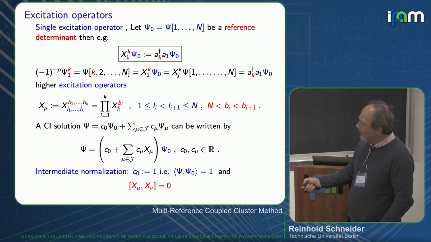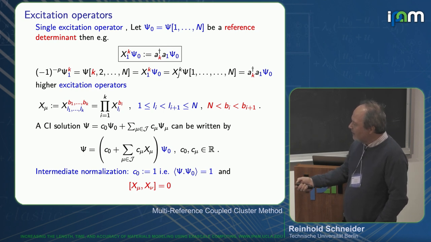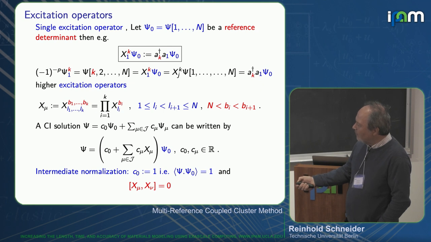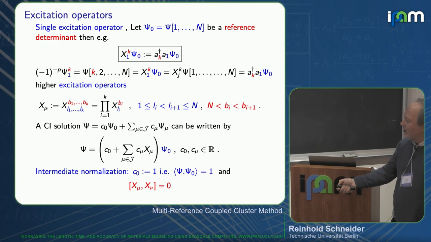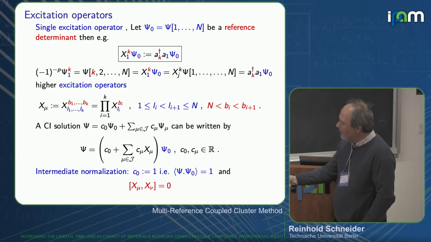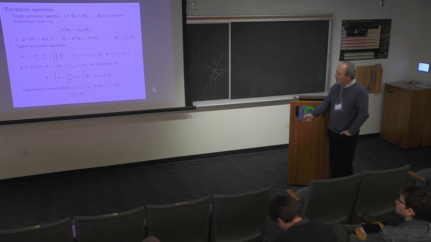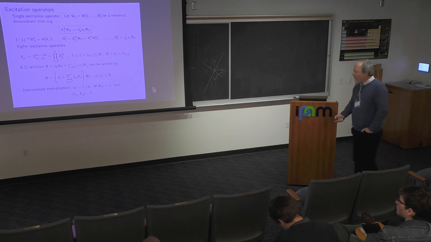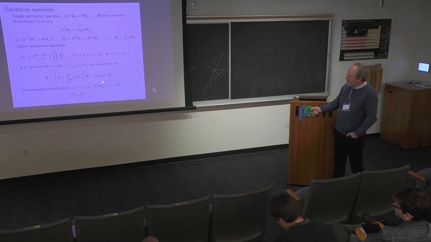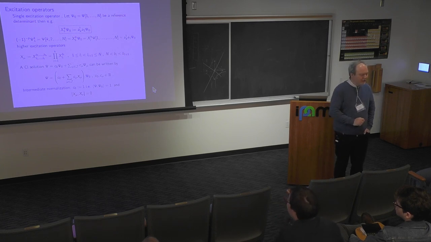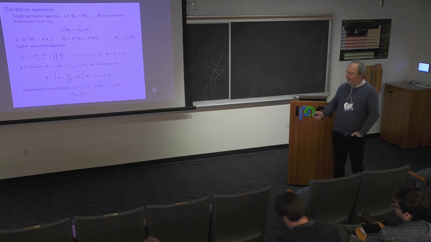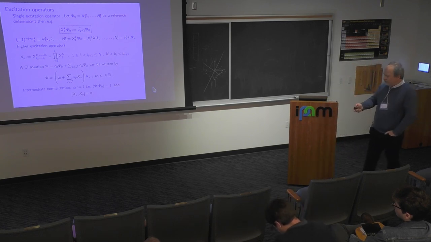Now the CI solution can be given by just starting with the reference and adding a linear combination of new Slater determinants, and the new Slater determinants can be written as the excitation mu, it can be a multi-index, applied to the psi zero. And you see this is parameterized in a linear way, depending on the CI amplitudes C mu. In the sequel, we will always use the intermediate normalization, that we are always assuming that our wave function we want to compute is not orthogonal to the reference determinant. Otherwise, we are dead. And we use this intermediate normalization, which is already used in MP2.